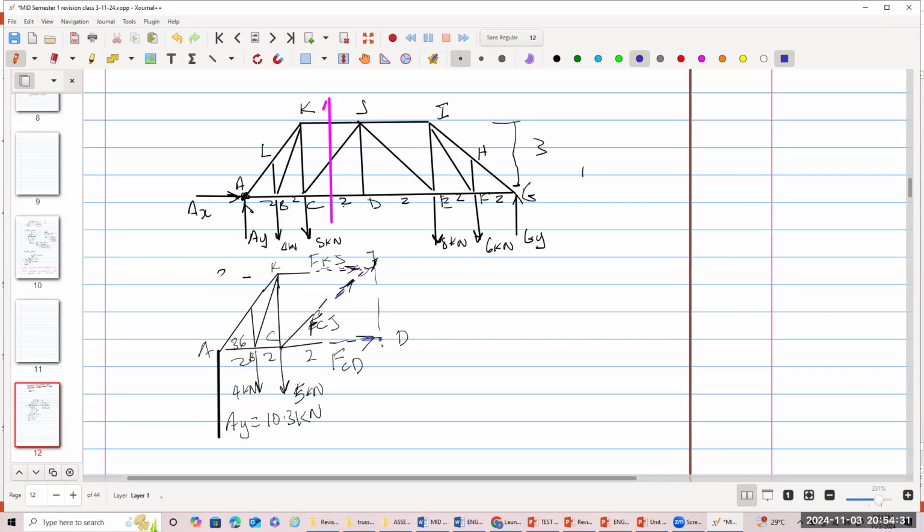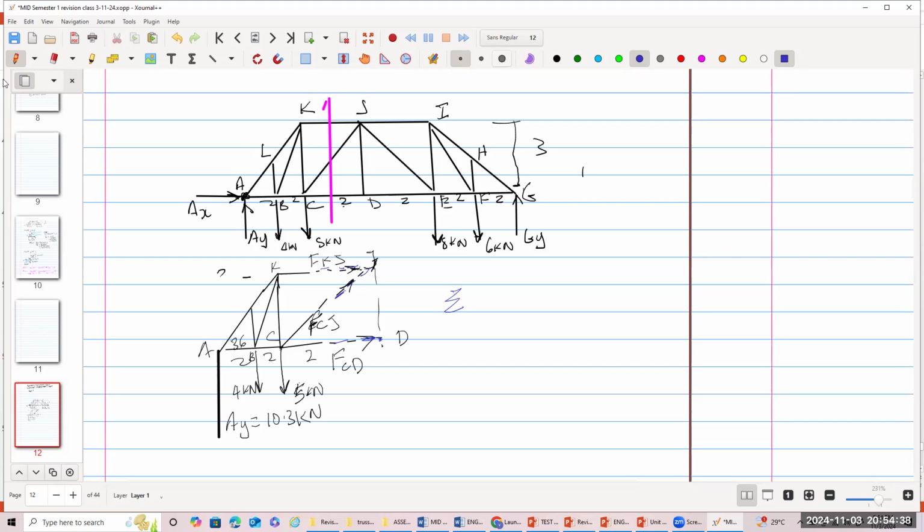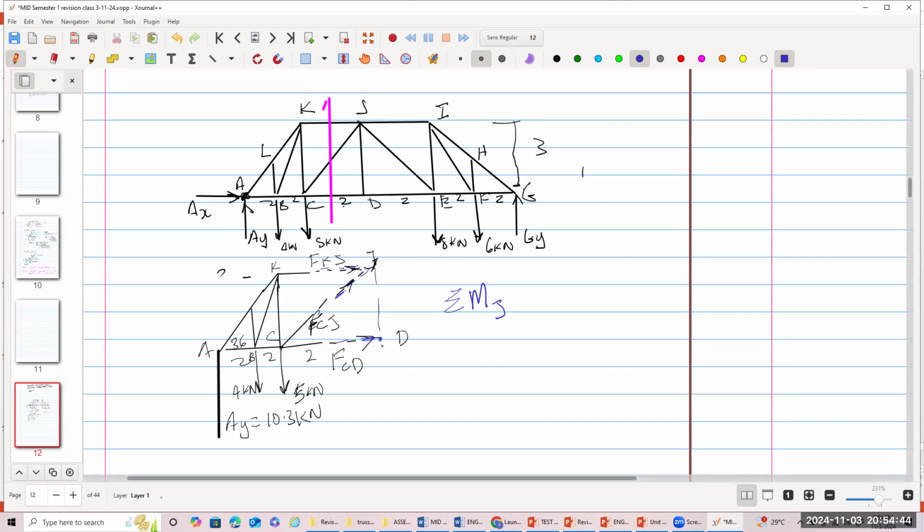As an advantage, I'm going to take moment at J. So I'm going to sum the moment. Take the moment at J. Why? If I take moment at J, FKJ and FCJ go out of the problem, and I'm only left with FCD. So I'm going to take moment right there. I take moment at J anticlockwise positive. You're going to finish it, you know.